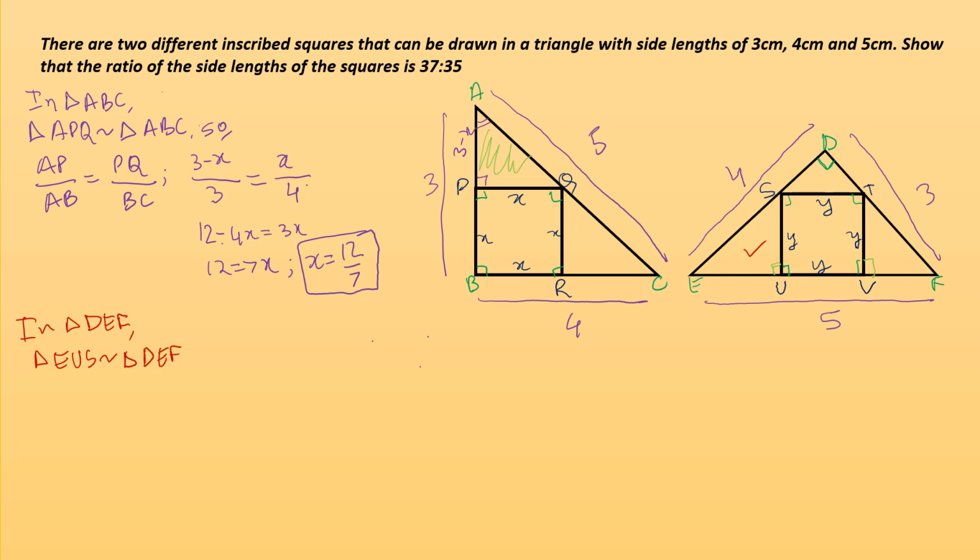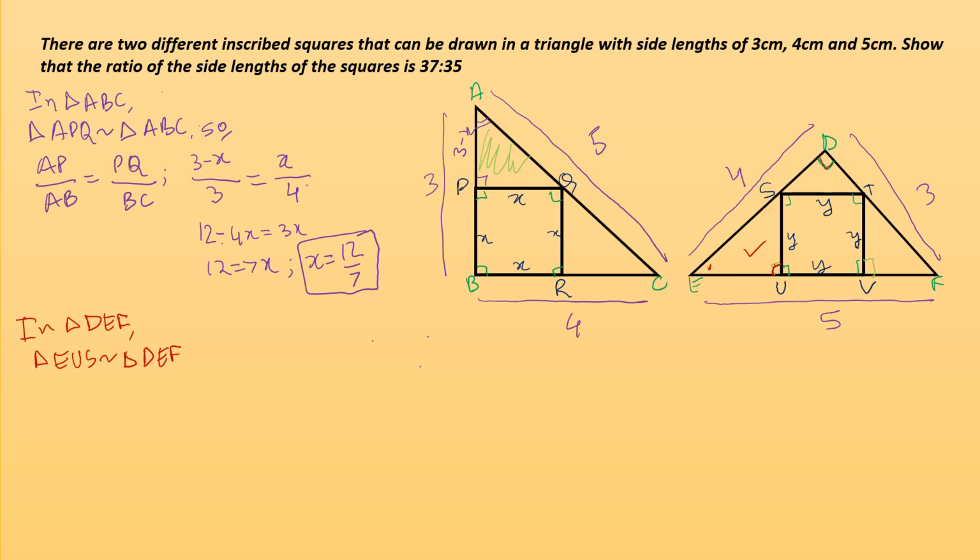And once again, the reason being that you have the right angle that is equal, and you have a common angle. The common angle is E. So E is the common angle here. So that makes a third angle, that is angle ESU, equal to angle DFE, right?